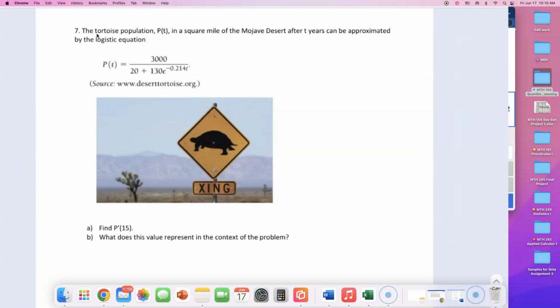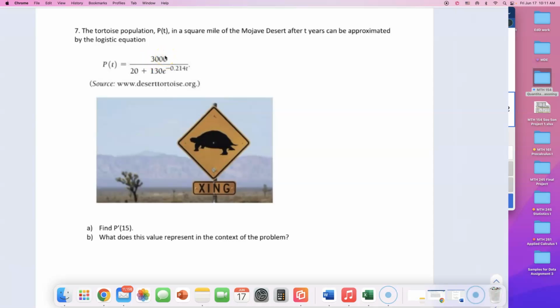So the turtle population, P of T, in a square mile of the, I guess that's called the Mojave Desert, right? Anyways, in this desert area, after T years can be approximated by this logistic equation. Look at this. The population will only grow to be 3,000 turtles in a square mile. That's that limit right there, right?